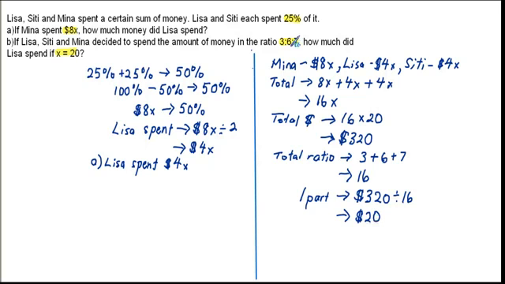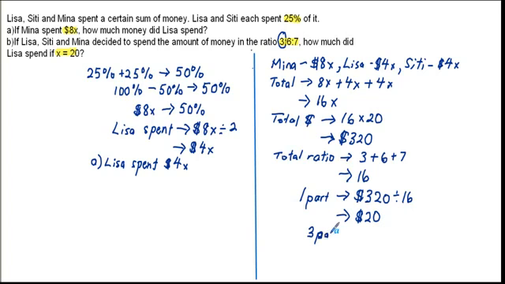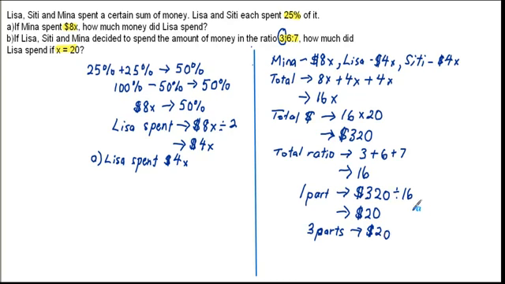Okay, looking at the question, it's actually asking for the amount of money that Lisa spent, and based on this ratio 3:6:7, this would be Lisa's part. So that would be 3 parts. So 3 parts equals 20 times 3, and this would give us $60. So your statement for part B would be Lisa spends $60. Thank you.